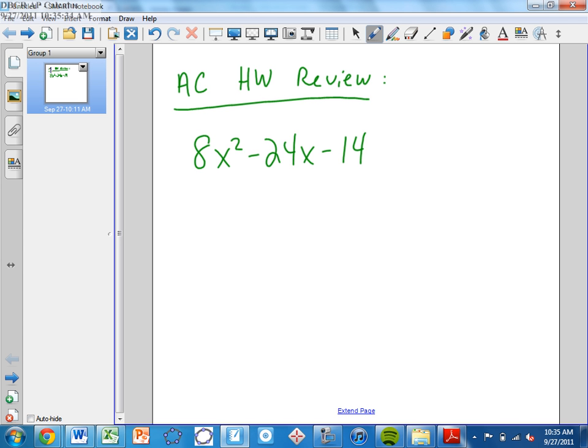This is that method of factoring we did last class. We're just reviewing that one more time. This is number two from your homework on the AC method from last class on Thursday.